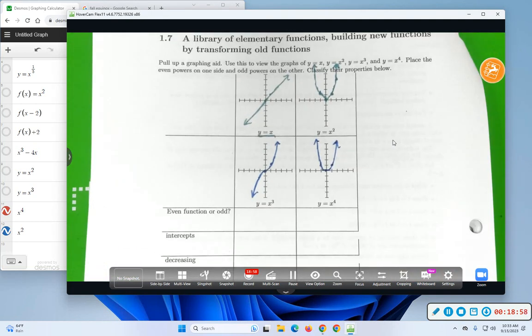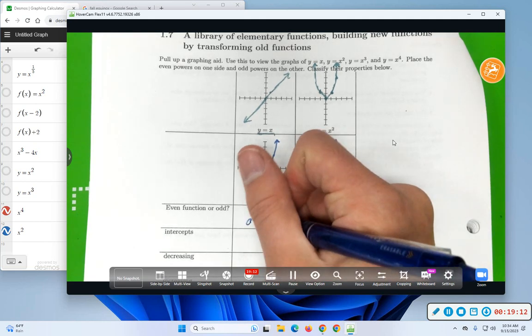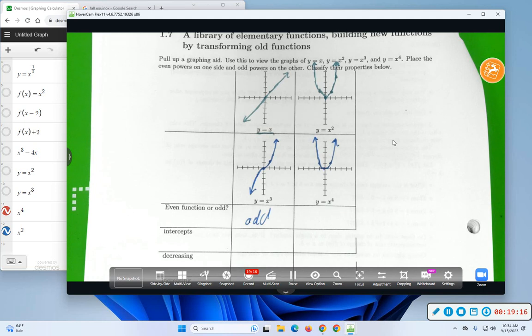Are these functions even or odd? These functions in the leftmost column, even or odd? Odd. In fact, that's why we call odd functions odd, because odd power functions are odd functions. Even power functions. Even.